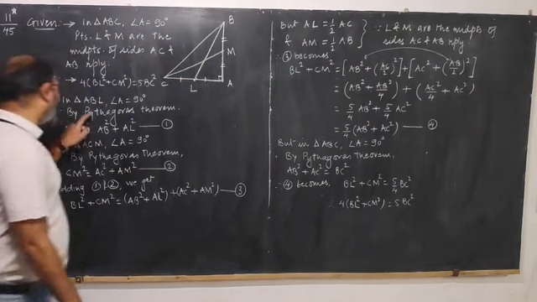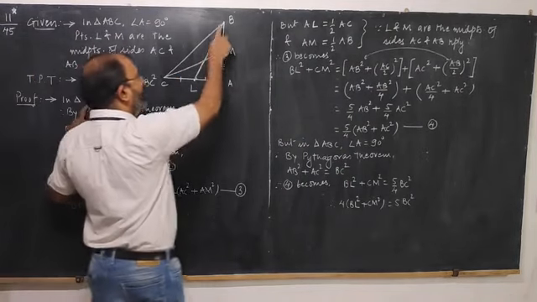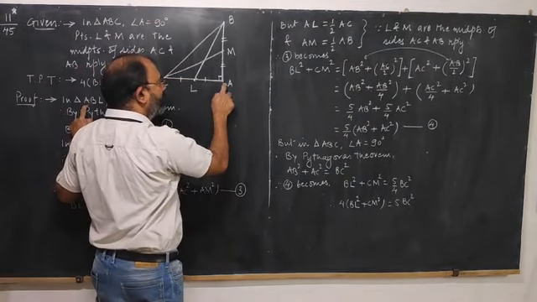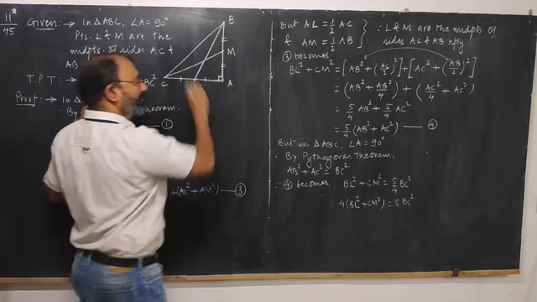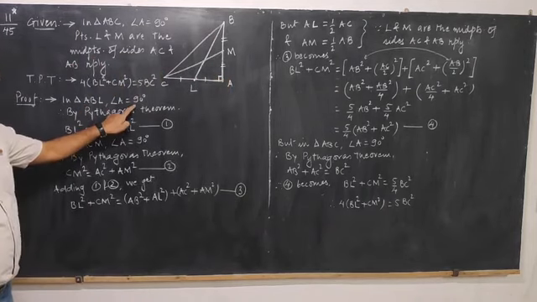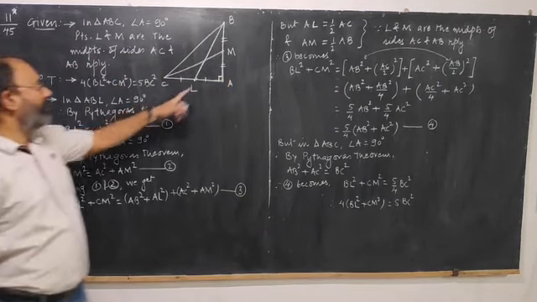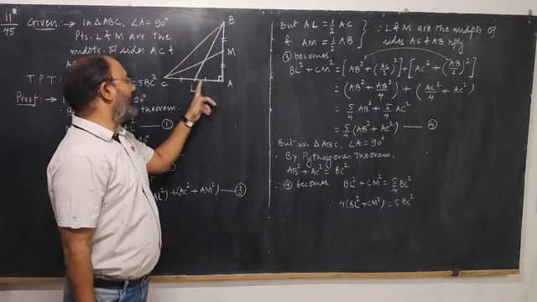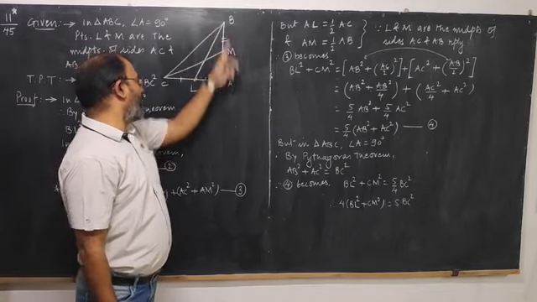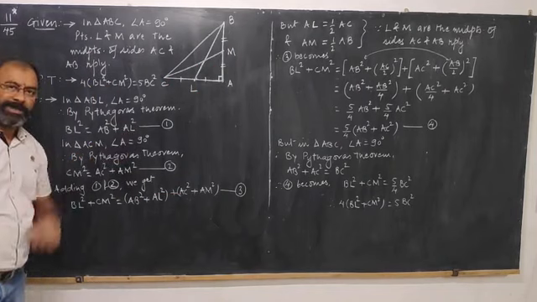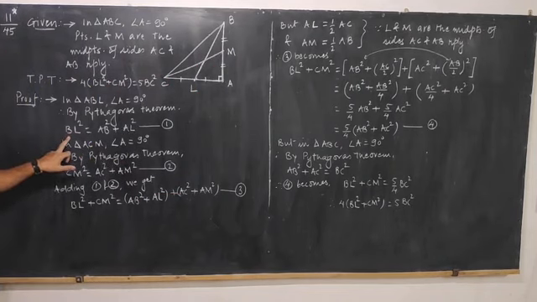The first right triangle I took is ABL. In this right triangle, angle A is a 90-degree angle. So by Pythagoras theorem, you will get BL square is equal to AL square plus AB square. We have written AB square plus AL square, so that is equal to BL square. So we have obtained BL square.